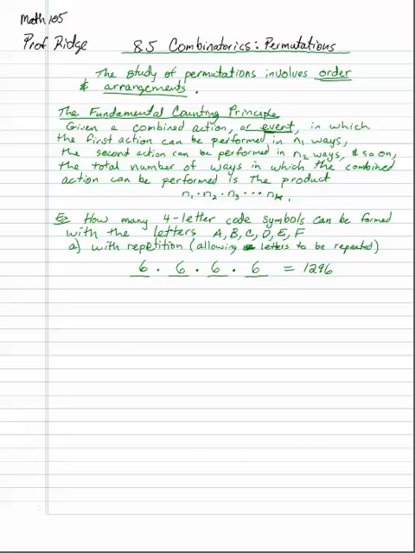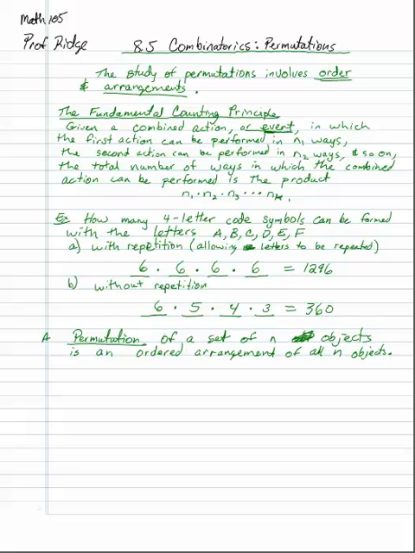ways, right? And then B, without repetition, meaning once you use a letter, you can't use it again. So then our idea is you can use A, B, C, D, E, or F, that's 6. But once you use the letter, you can't use it again. So then you're going to do 5, then 4, then 3. And then that is equal to 360. See, quite a bit less when you put that restriction on.